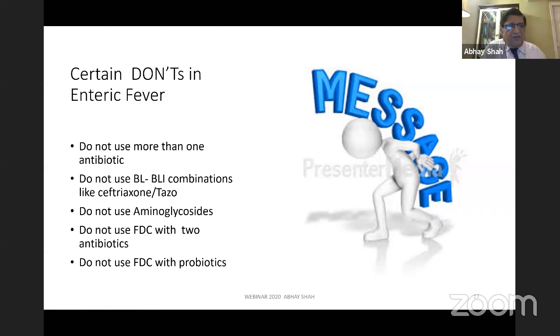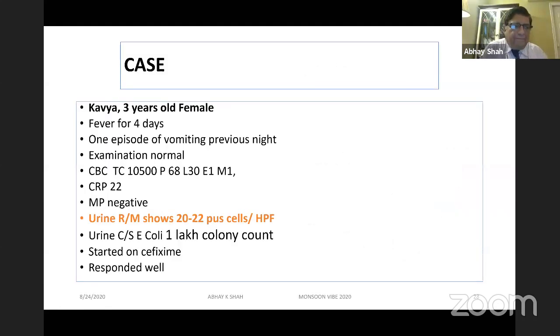Case 3, a 3-year-old child with fever of 4 days. There was one episode of vomiting the previous night. Child was otherwise playful. Examination was normal. Total count was 50,000. CRP was somewhat raised. MP negative. Urine routine microscopy showed 20 to 20 pus cells. Culture was done, which was E. coli 1 lakh. Started on cefixime and responded well. So it's a clear-cut case of UTI.